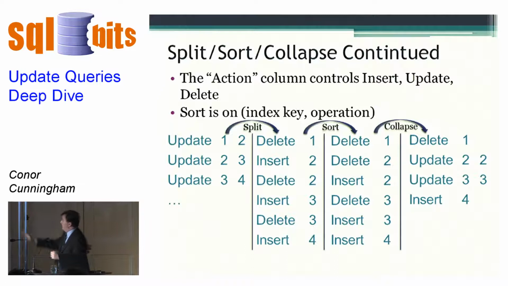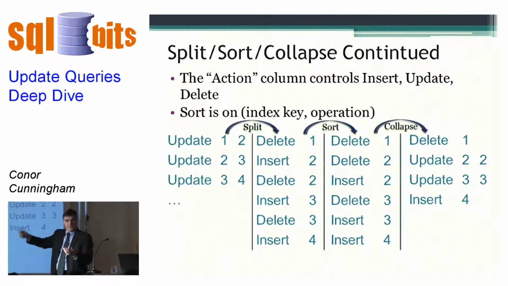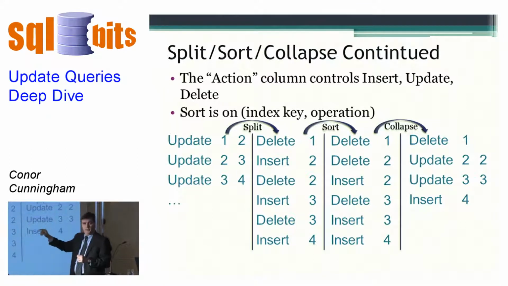So I've got a little example here. It's the same basic thing. I'm going to set column equals column plus 1. And on the left-hand side, you can see update 1 to 2, update 2 to 3, update 3 to 4. Does everyone understand the basic syntax? Okay. So split converts updates into a delete plus an insert, because those are logically equivalent, right?